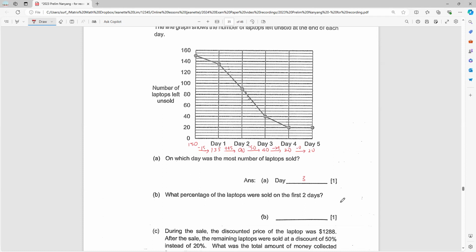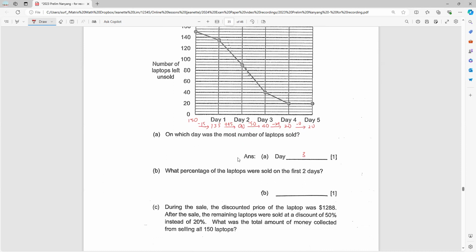So what percentage of this was sold on the first 2 days? First 2 days, on day 1 sold 15 because at the end of day 1 it dropped by 15. Day 2 is 45, so 15 plus 45.